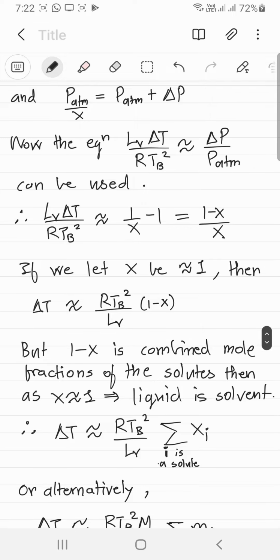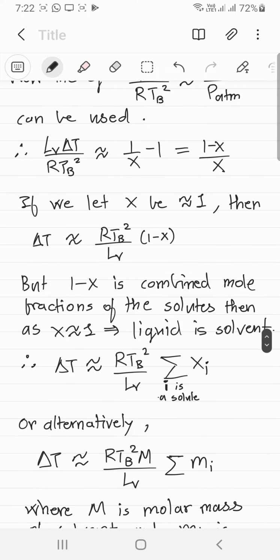So after doing all of this, you finally arrive at delta T approximately R boiling point squared upon LV, where LV is the latent heat of vaporization, times 1 minus X. And 1 minus X is the combined mole fraction of the solutes, because we consider X to be the mole fraction of the solvent.